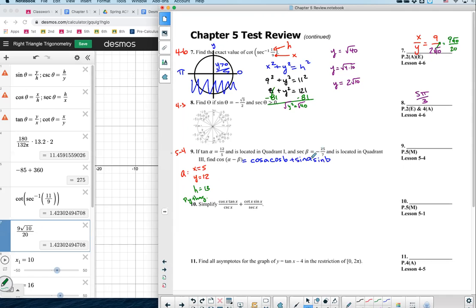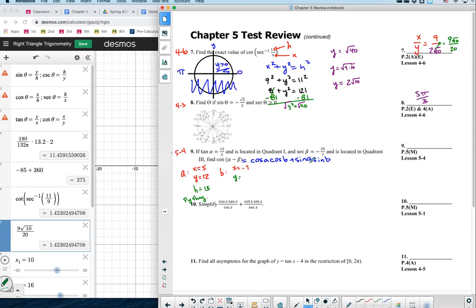Now over here, we have beta. Let's talk about beta. For beta, it says it's located in quadrant 3. Now, I want you to think in quadrant 3, x is negative and y is negative. The rule is h is always positive here. So secant, it says, is h over x. So we know the x has to be the negative 7. I'm going to skip my y for a second.